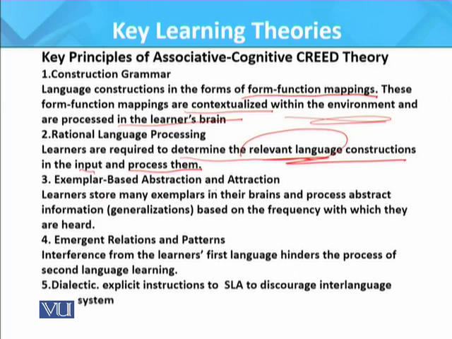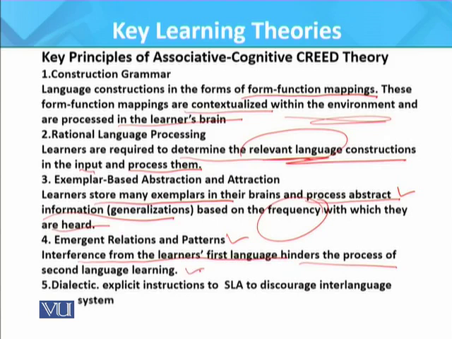Exemplar-based abstraction and attraction means that learners store many exemplars in their brains and process abstract information, which is generalization, based on the frequency with which they are heard. So basically, a learner has a lot of exemplars in the brain, and generalization is there in the form of processing abstract information, and all depends on the frequency with which they are heard.